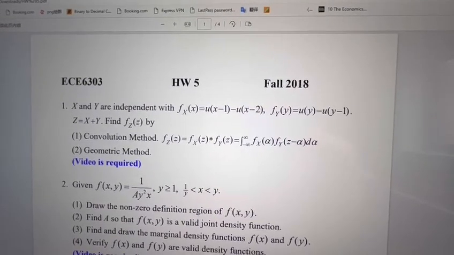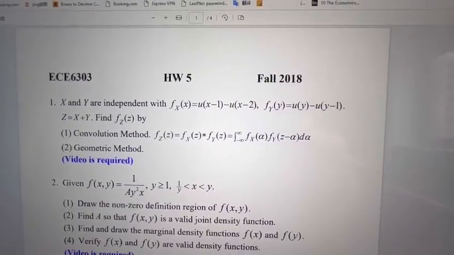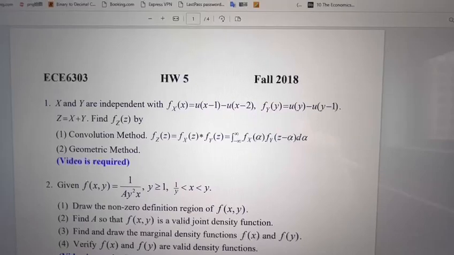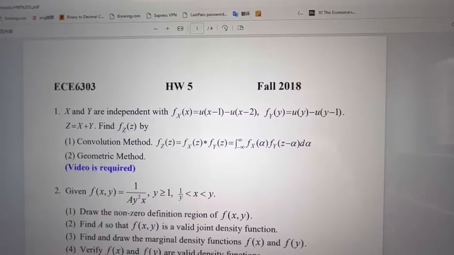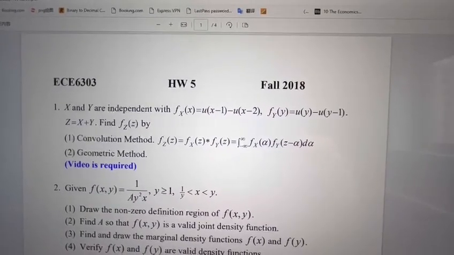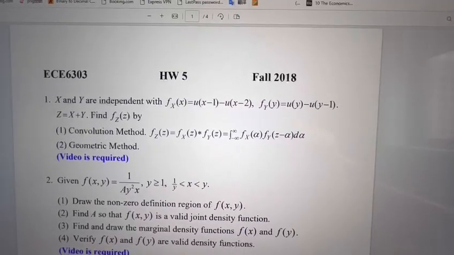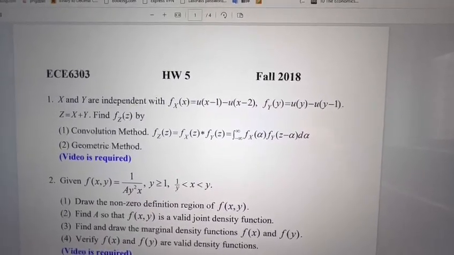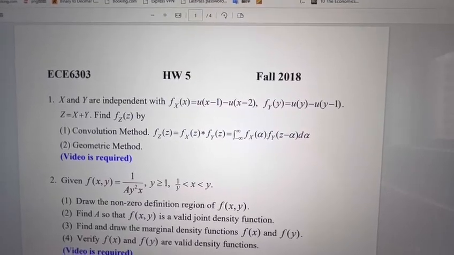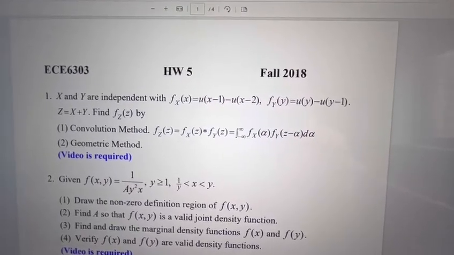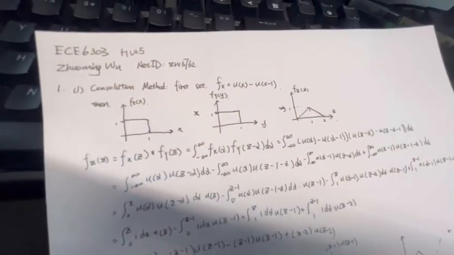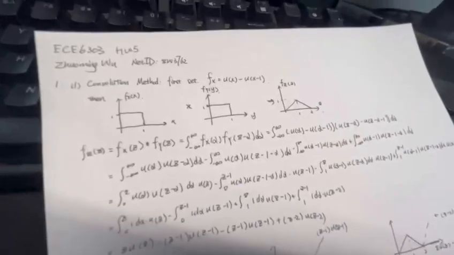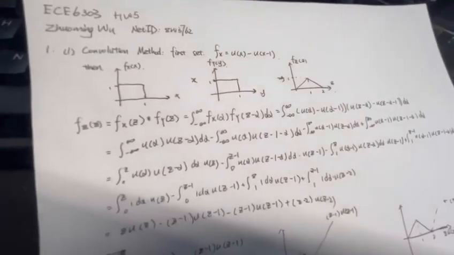which is equal to f_X(z) convolved with f_Y(z), which equals the integral of f_X(alpha) times f_Y(z minus alpha) d alpha. So to begin with this question, since f_X(x) starts from 1, we want it to start from 0. So we're going to set f_X equal to u(x minus 1), which can make this simpler.